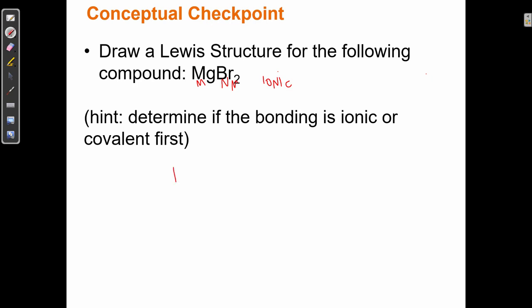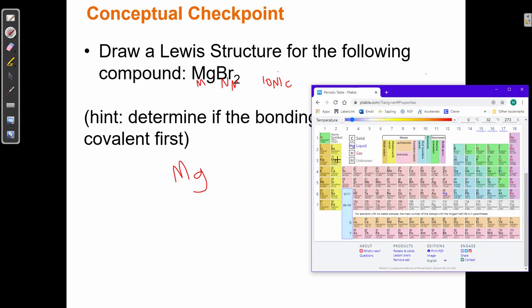So what does this structure look like? Magnesium is right here. So how many valence electrons does magnesium have? Well, we go to the beginning of row three, and we count from left to right. One, two. So magnesium has two valence electrons. Now we have bromine. And we have two of these bromine atoms. So I'll draw another one over here. And how many valence electrons does bromine have? Here's bromine.